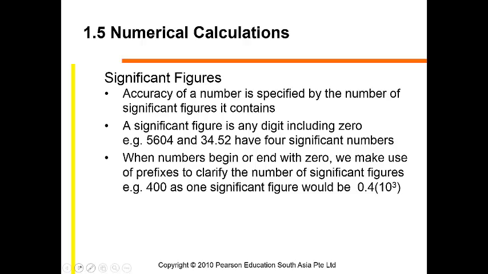For example, 400 as one significant figure would be 0.4 by 10 cubed. However, if we wanted 400 to have 3 significant figures, we would express it as 0.400 by 10 to the power 3.